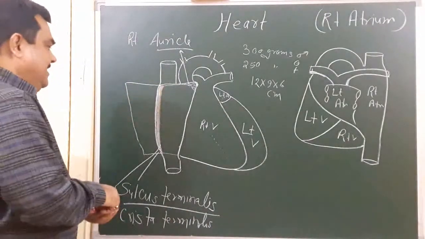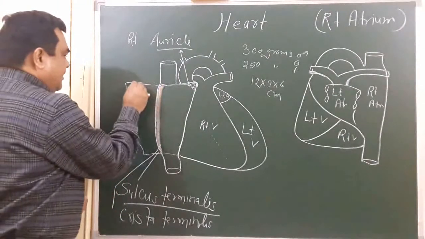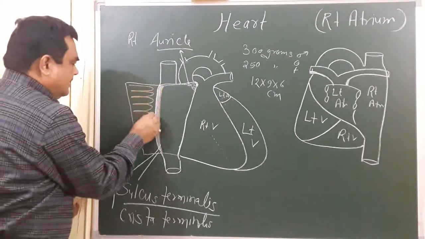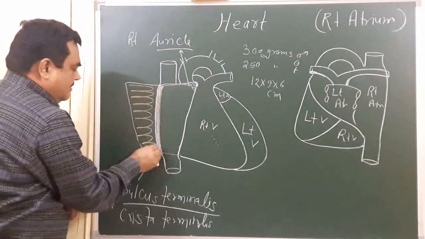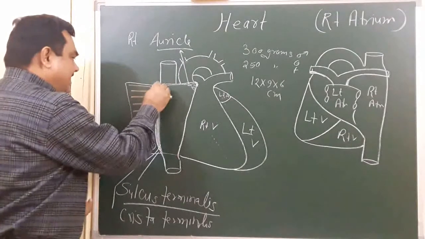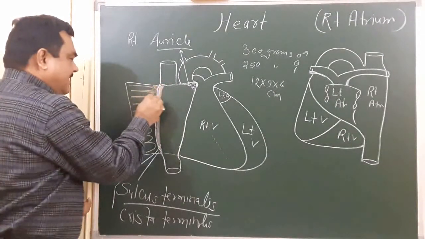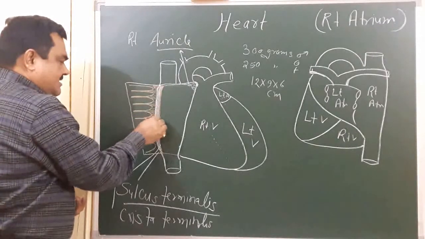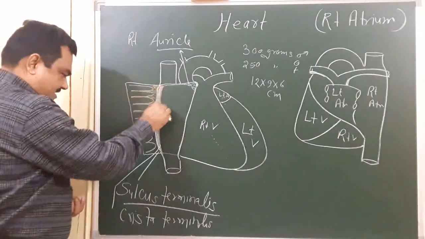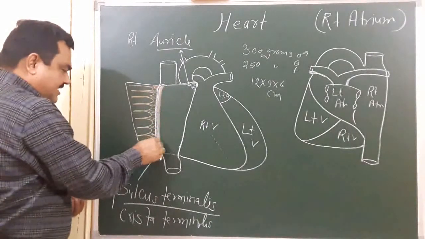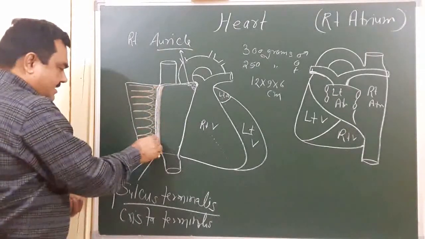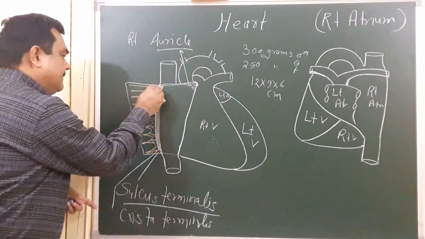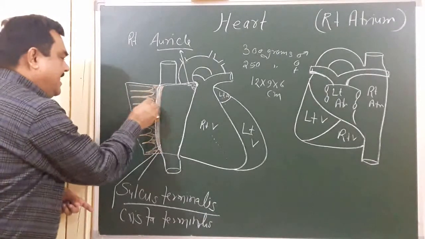From the crista terminalis numerous musculi pectinati arise. These are the musculi pectinati which arise from the crista terminalis. The crista terminalis is a muscular ridge, and from this ridge there are comb-like extensions of the muscles, known as musculi pectinati.